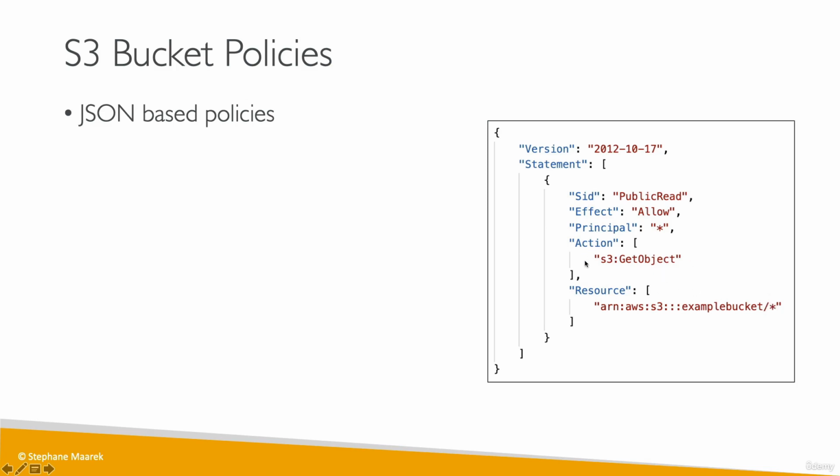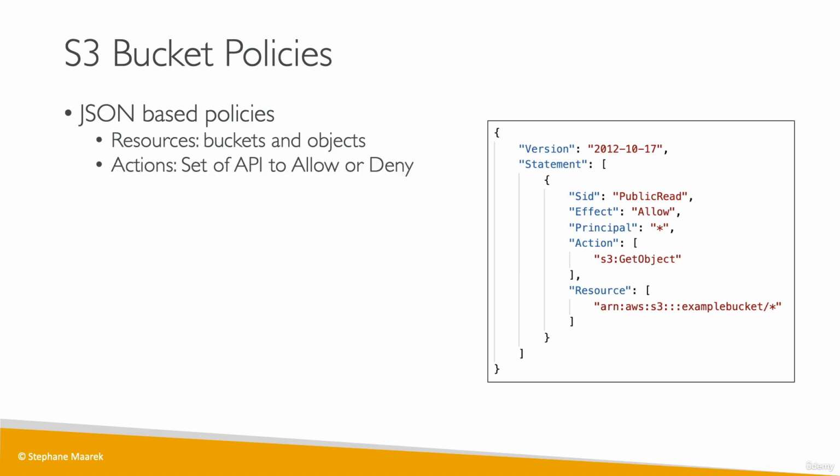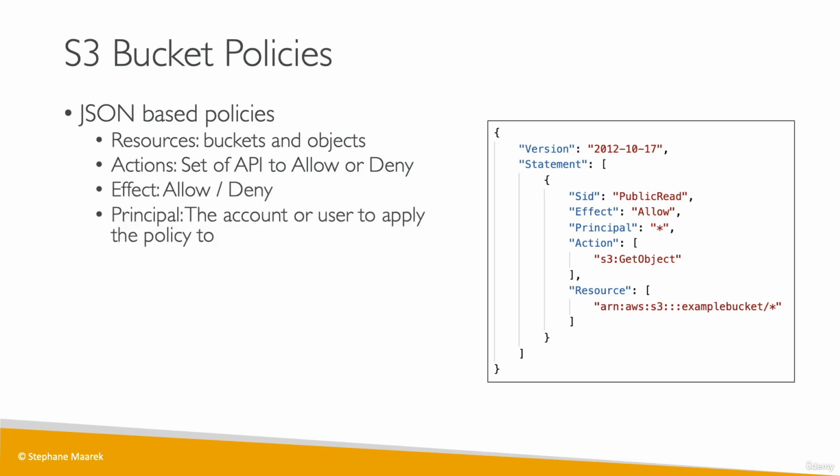So this is great. This allows public access to our S3 buckets. These bucket policies can be applied to your buckets and objects, so both. The actions are a set of APIs to allow or deny. The effect is allow or deny. The principal is the account or the user that this S3 bucket policy applies to.